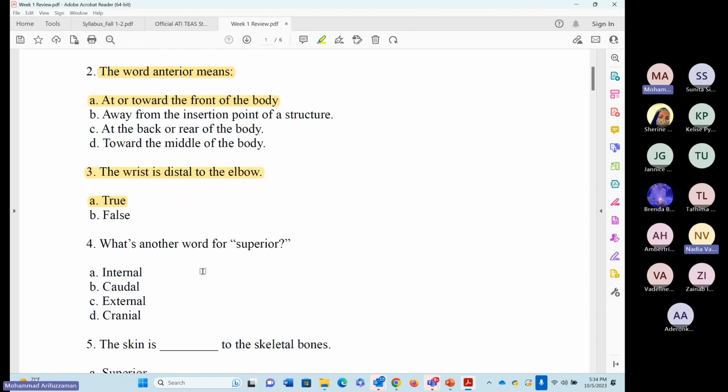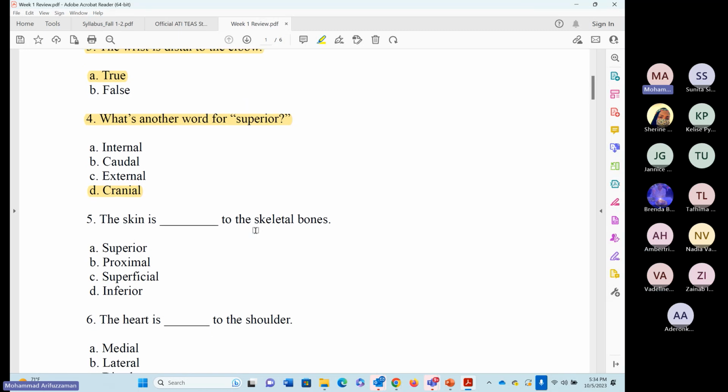Okay. What's another word for superior? Cranial. Cranial, correct. Cranial actually means skull. The skull is located within the head. So another word for superior, we can explain as cranial. Good.